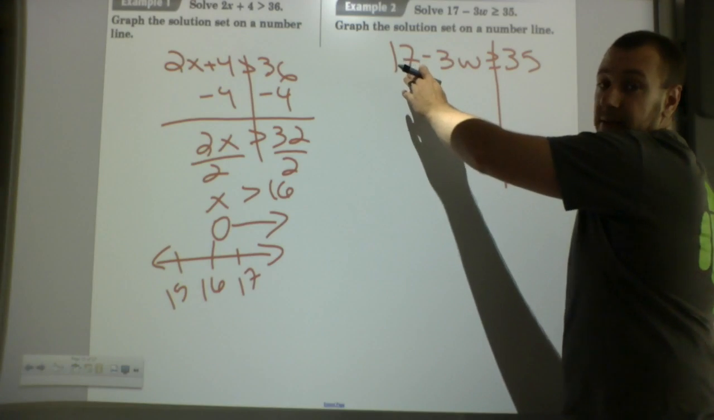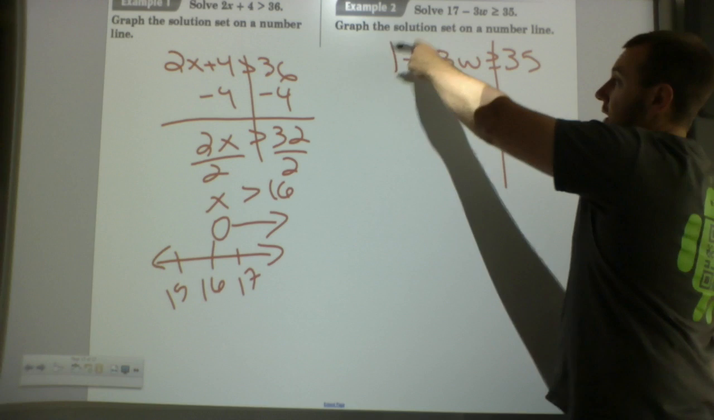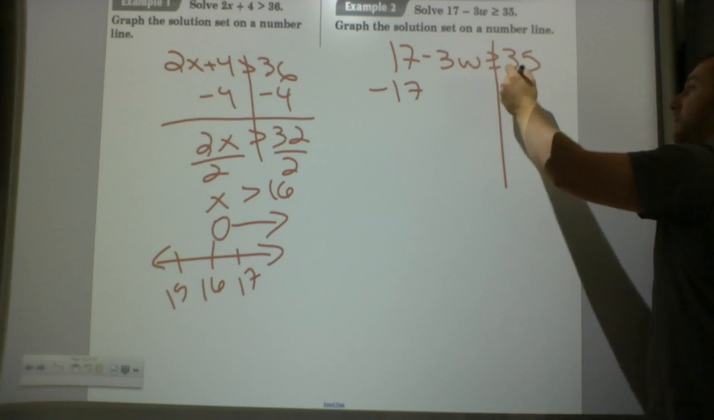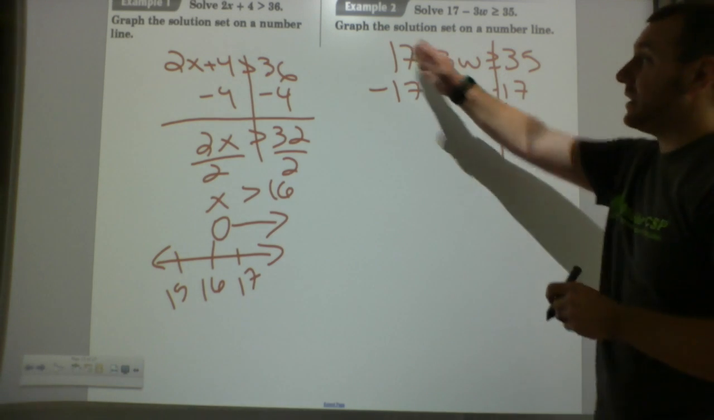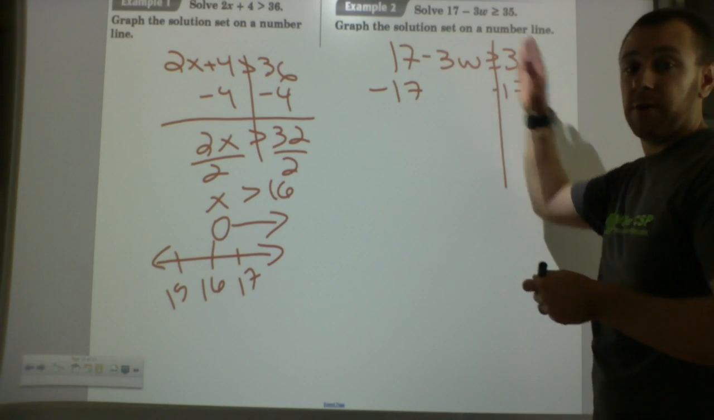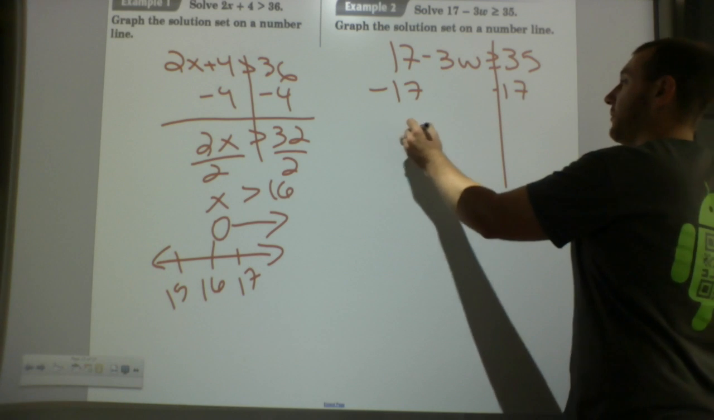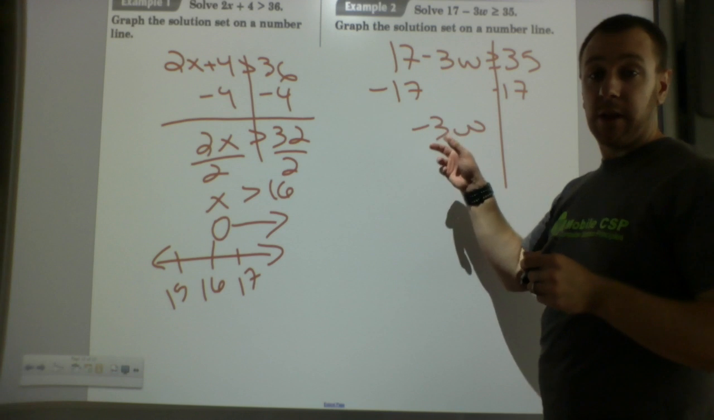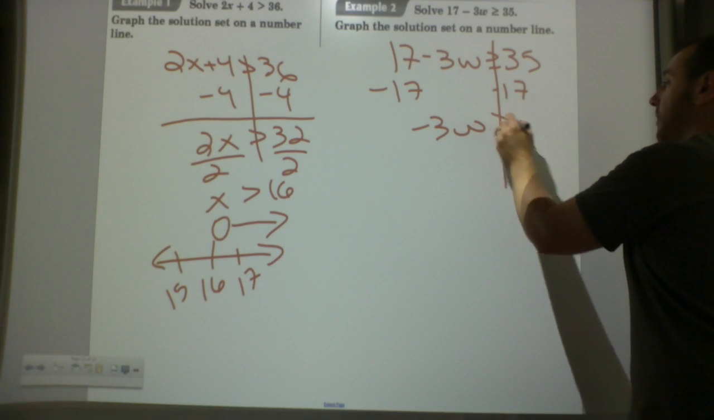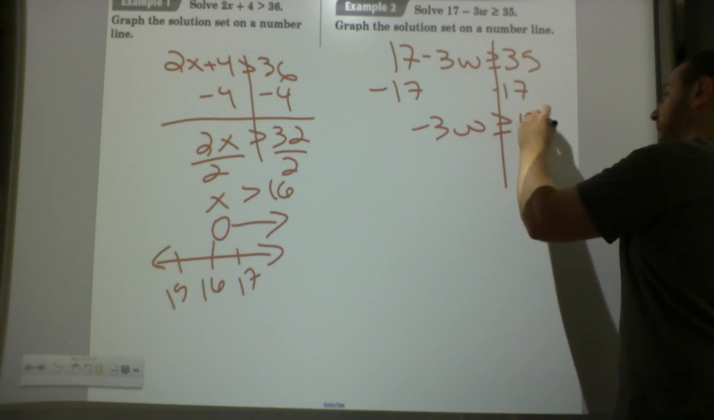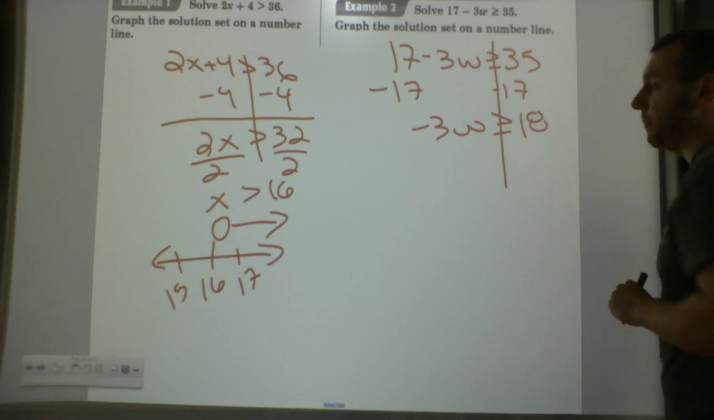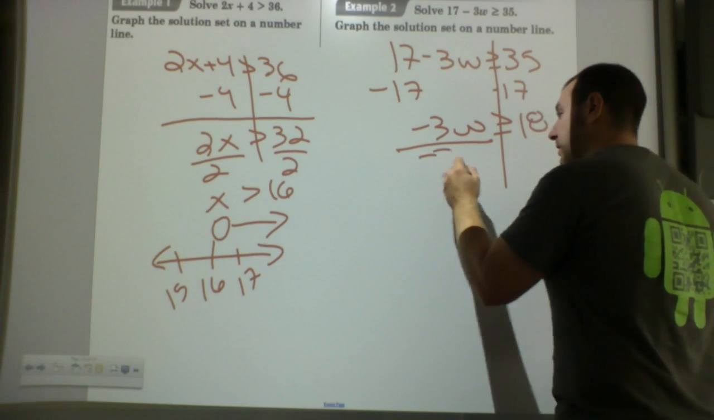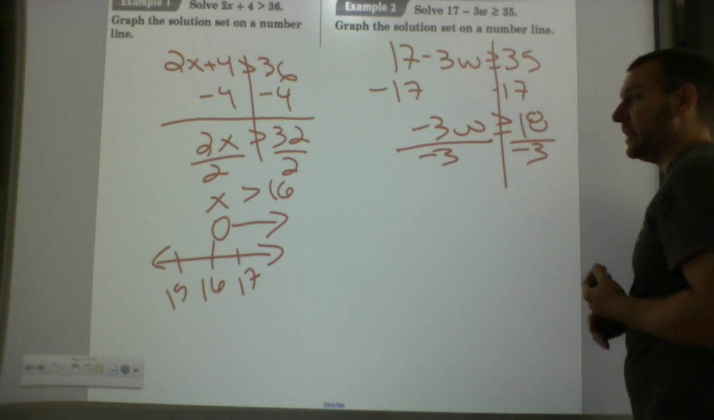Now, I got to get rid of this 17 first because it's adding to the negative 3w. So I'm going to subtract 17 from both sides because 17 is positive. So when I move it over, I have to change the sign. I'm left with negative 3w. Remember to carry down the sign for the number is greater than or equal to 18. Now, here comes the rule. The next thing I do is I divide by negative 3.